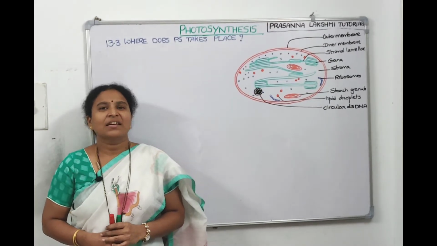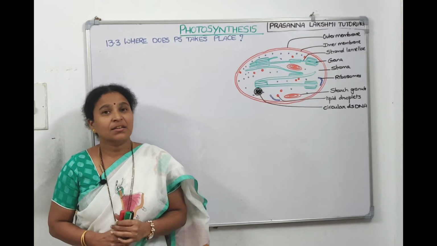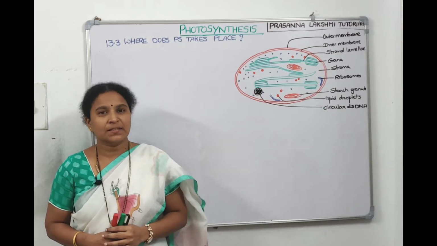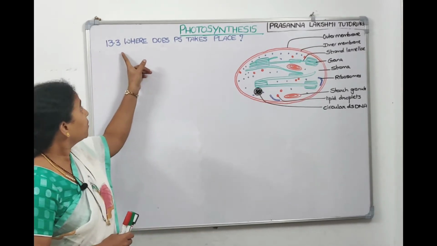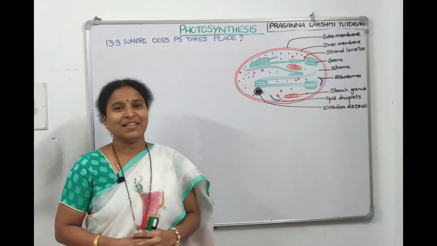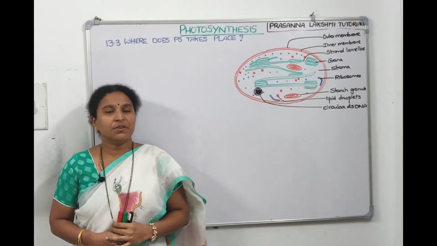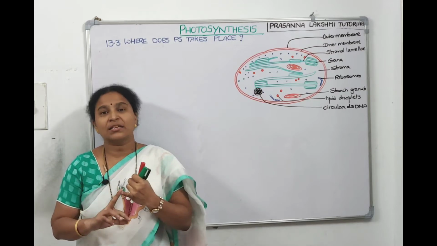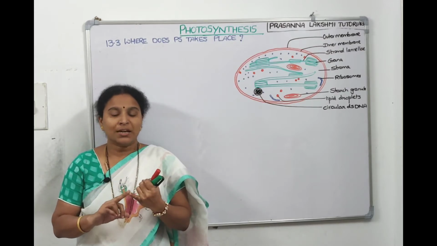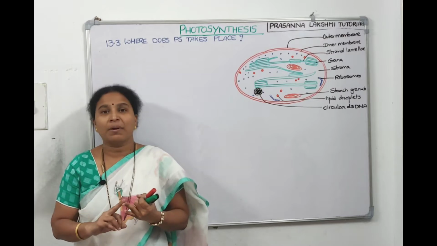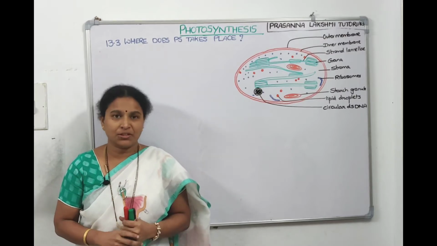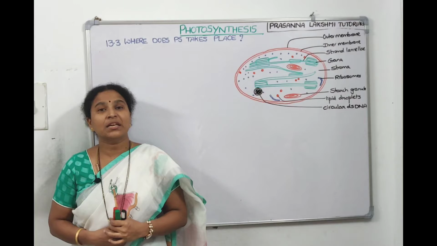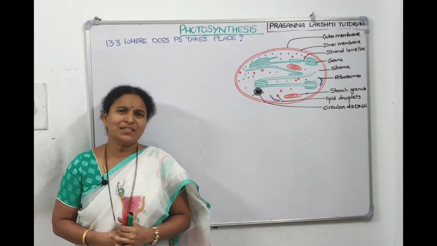Welcome everyone. In today's lecture, we will discuss the next topic in photosynthesis, that is 13.3, where does photosynthesis take place. In the previous two lectures, we discussed the historical background, who told that carbon dioxide is required for photosynthesis, who told that photosynthesis takes place inside the chloroplast. All that we discussed in the previous lectures. Now in today's lecture, we will see where does photosynthesis take place.